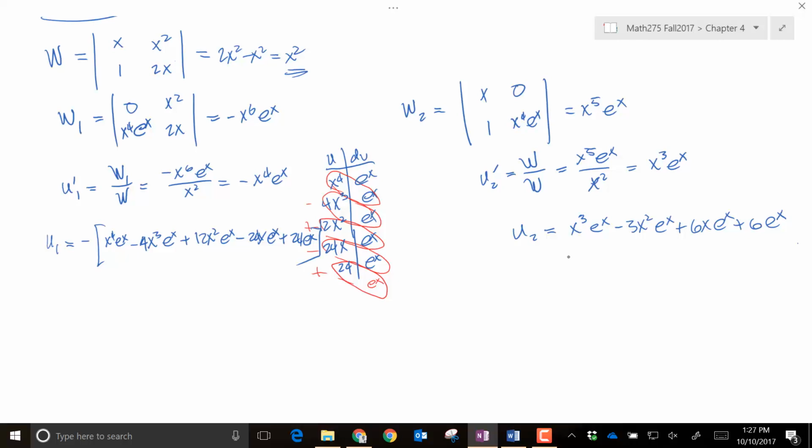I mean, you can factor out an e to the x and stuff, but leave it all there. Okay. So I think we have our particular solution. I can write out the particular solution, but I think it'll be more work than needed. So let's just put it all together at the end.